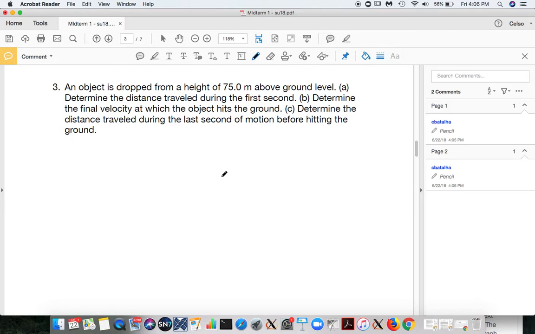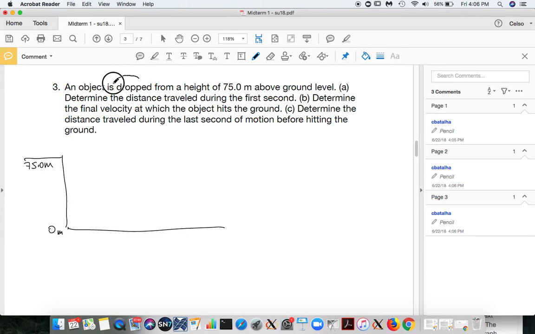An object is dropped from a height of 75 meters above the ground level. So let's say you have a cliff or something. This is your 0 point, and that's your high point. So it's dropped from there 75 meters, right? This word here, dropped, means initial velocity is 0. It's dropped. You're not throwing down, right? It's dropped.